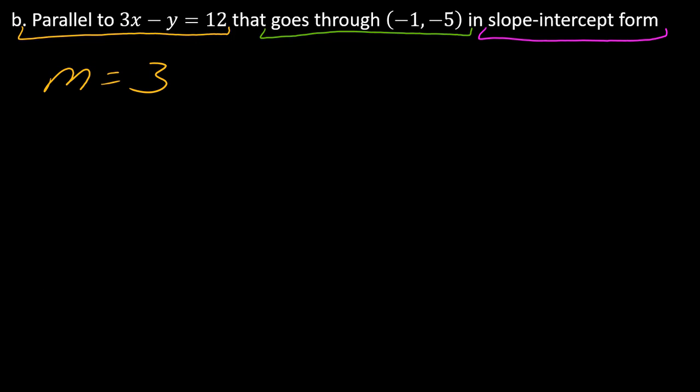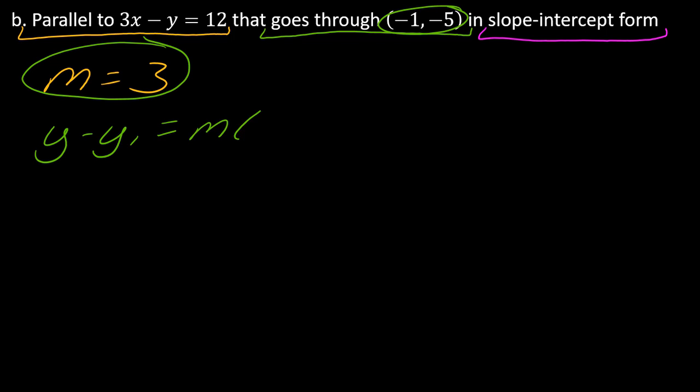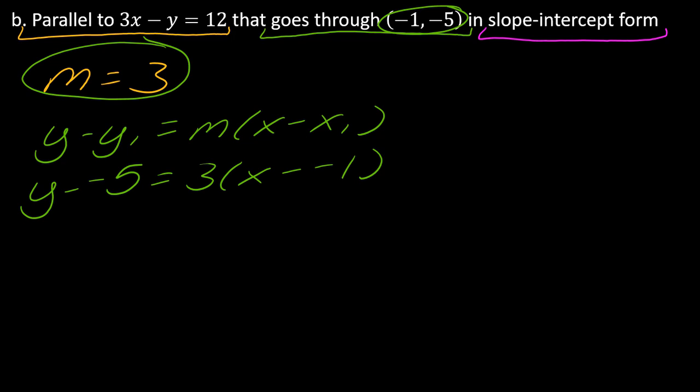Okay, so now I've got my slope and I've got my point. So why don't you go ahead and put this into point slope form and then hit play when you're ready. So I've got my point slope form like this, and so I'm just going to plug in the information. So this is going to be y minus negative 5 equals 3 times x minus negative 1.